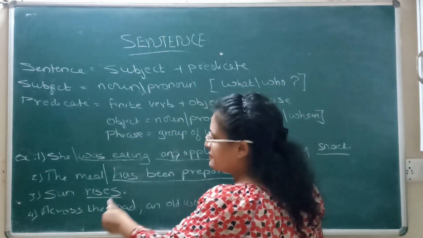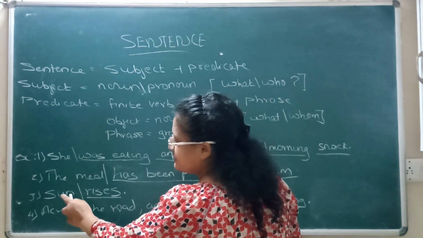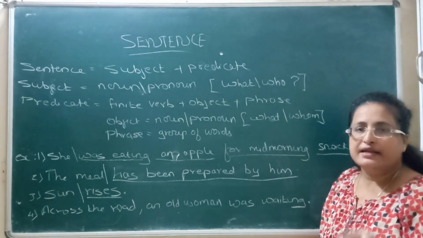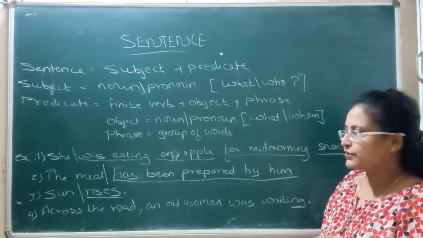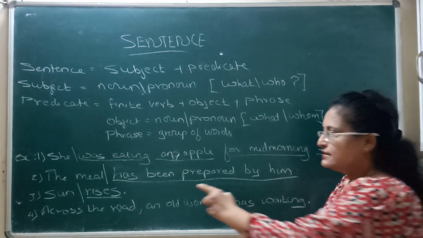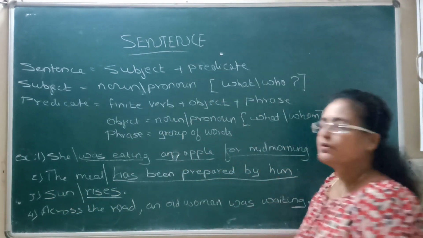Sun rises. Rises is a predicate. और rises के पहले, finite verb के पहले जो noun है, that is sun. That's the subject. So, what rises? To be again confirm you that sun is the subject, you ask the question. What rises? You get the answer. Sun rises. So, sun is the subject. So, this is again, sun is the subject, rises is the predicate.